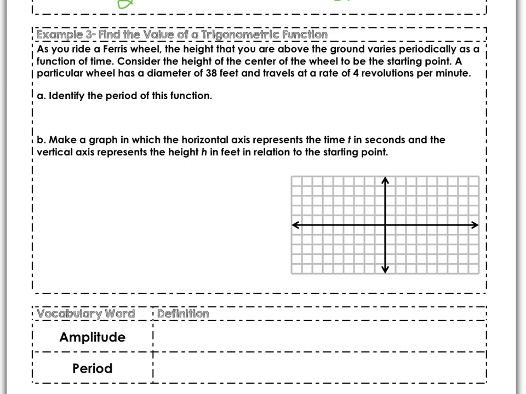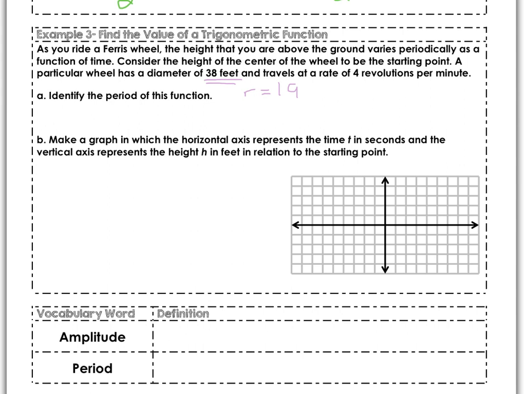Consider the height of the center of the wheel to be the starting point, and a particular wheel has a diameter of 38 feet. Okay, that means our radius, which is half of 38, is going to be 19 feet.